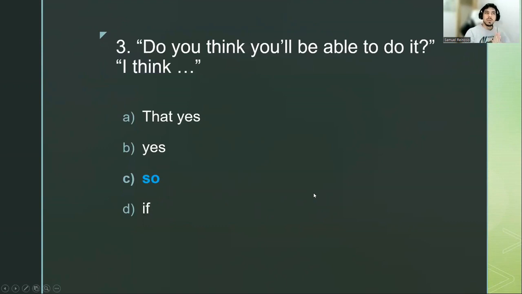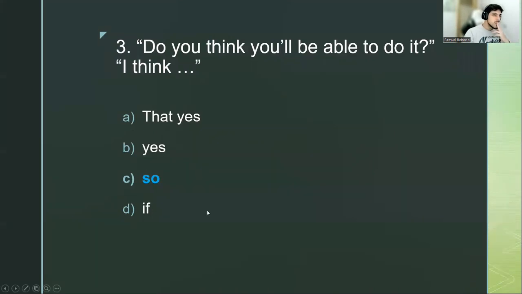Okay, 3. Do you think you'll be able to do it? I think that's a pretty common mistake in Spanish. So I think yes. We normally tend to use yes like in Spanish. Sí. Okay, but I think yes is not pienso que sí. I think yes would be something like pienso sí. Pienso sí. Does it make sense? Not really, right? So I think yes is not possible.